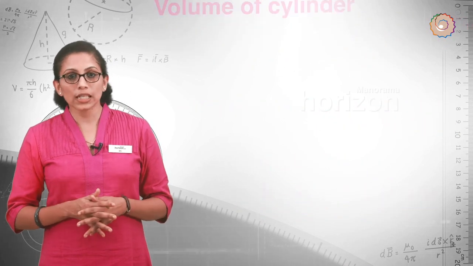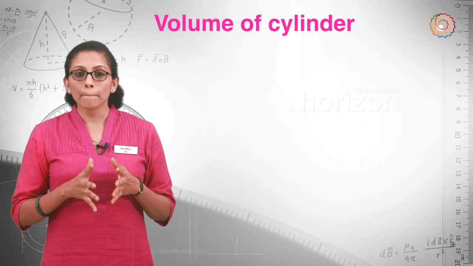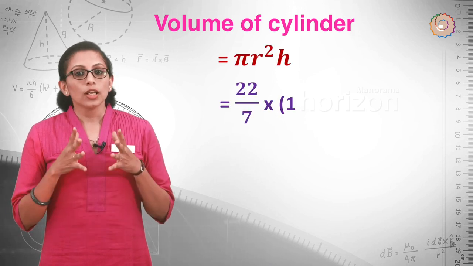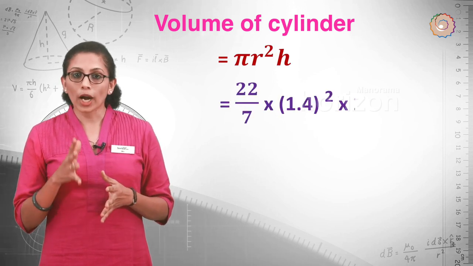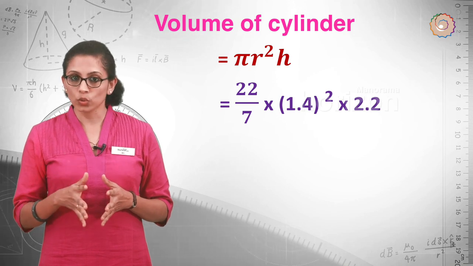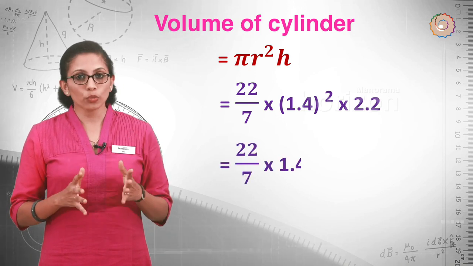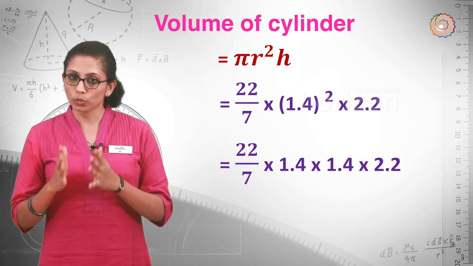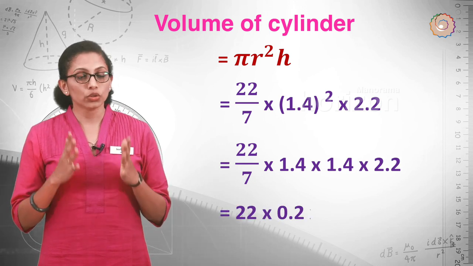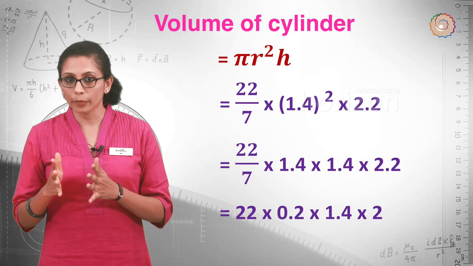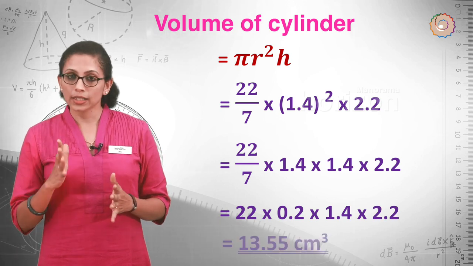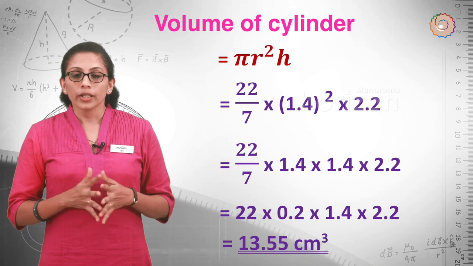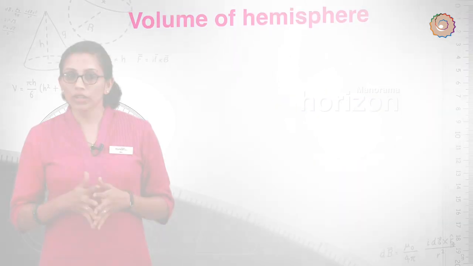Now the volume of the cylinder is given by the equation pi r square into h. Substituting the values, 22 by 7 into 1.4 square into 2.2, which is equal to 22 by 7 into 1.4 into 1.4 into 2.2, which is equal to 22 into 0.2 into 1.4 into 2.2, and it comes out to 13.55 centimeter cube. Now next find the volume of the hemisphere.